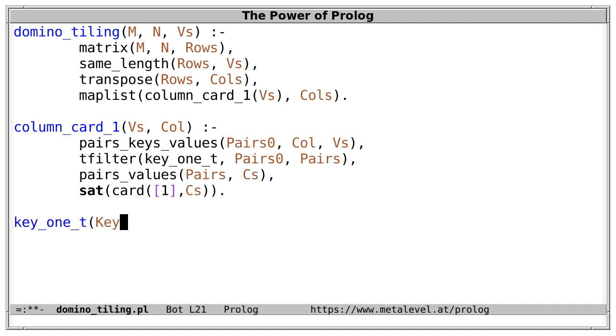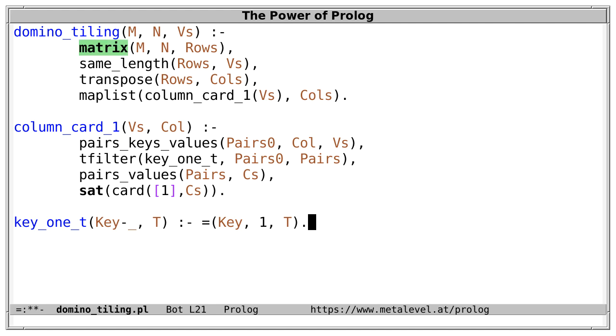Now, to a few predicates we use here. First, for t-filter, we need to reify the truth value of key being 1. And we can do this with equals with 3 arguments from library reif. T is true if and only if key is 1.